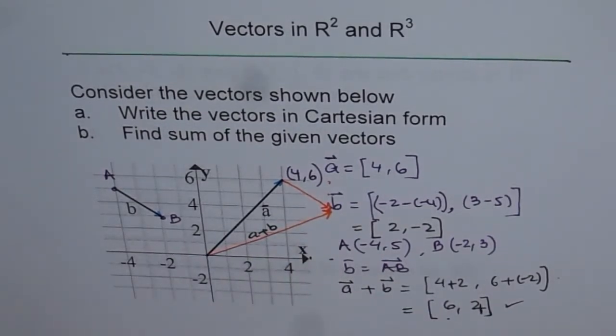And therefore we say vector algebra can be done very easily if you write down vectors in Cartesian form. So that is a huge advantage of representing vectors in this particular form. I hope you appreciate it. Thank you.